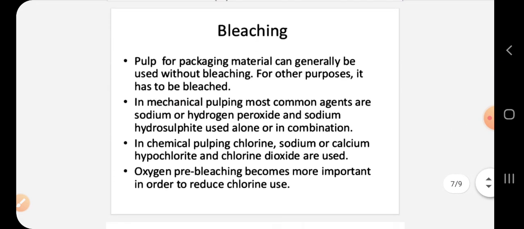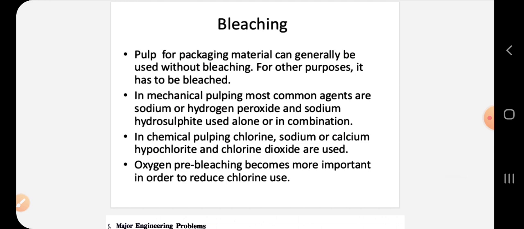Next is bleaching, where brown pulp is not required. Pulp for packaging material can generally be used without bleaching. As we said, brown pulp can be used directly. For other purposes, it needs to be bleached. In mechanical pulping, the most common agents used for bleaching are hydrogen peroxide and sodium hydrosulfide, which can be used together as well. Whereas in chemical pulping, chlorine is the most common bleaching agent. Sodium or calcium hypochlorite can also be used.